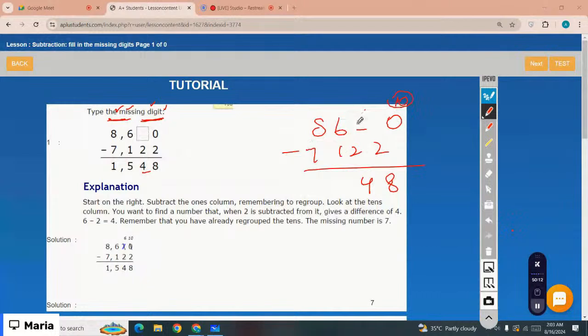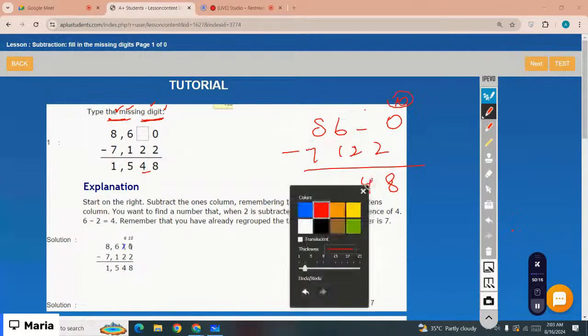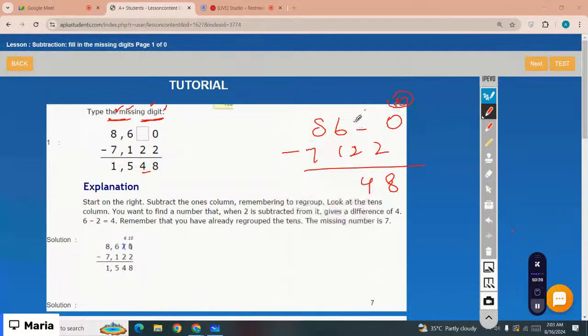So 6 take away 2 is 4, right? And you have the one that you borrowed, so that makes it 7. That is 7 take away 2. 6 take away 2 is 4. Then 6 take away 1 is 5. Then 8 take away 7 is 1. So yes, the correct option is 7. You have to answer all the questions then, right?